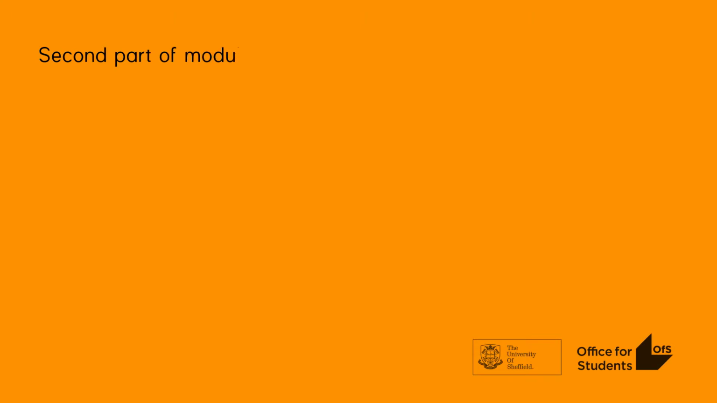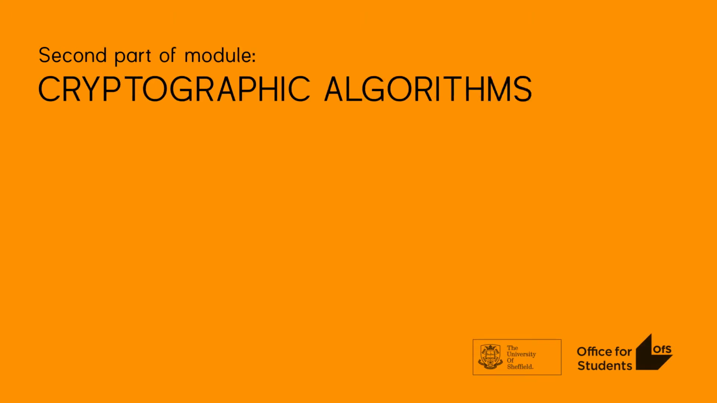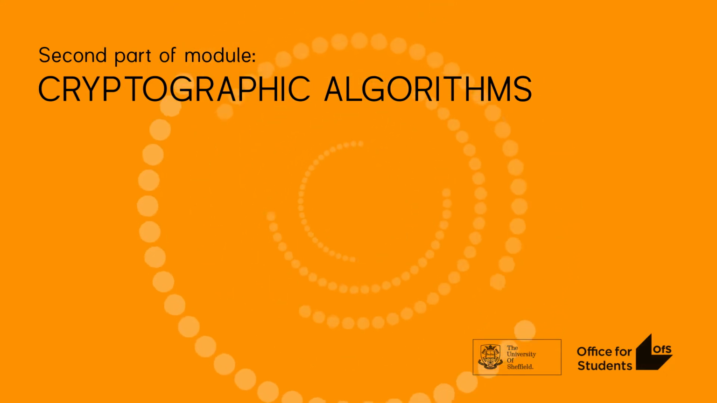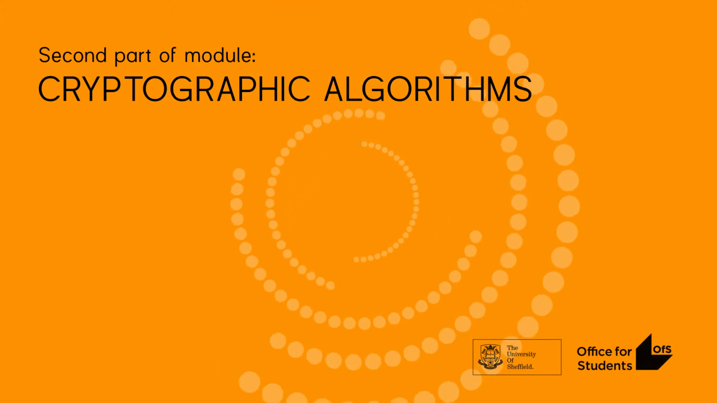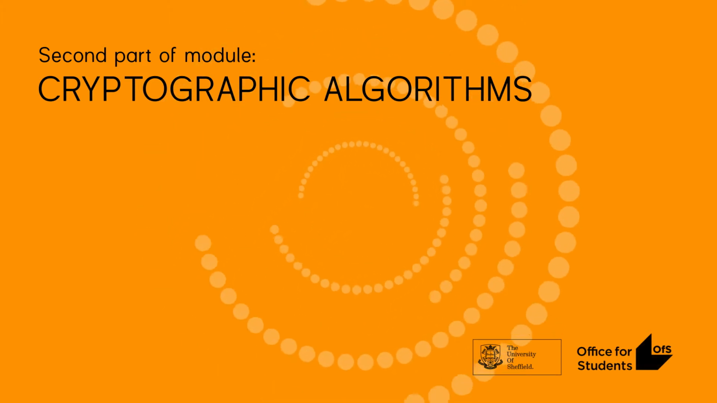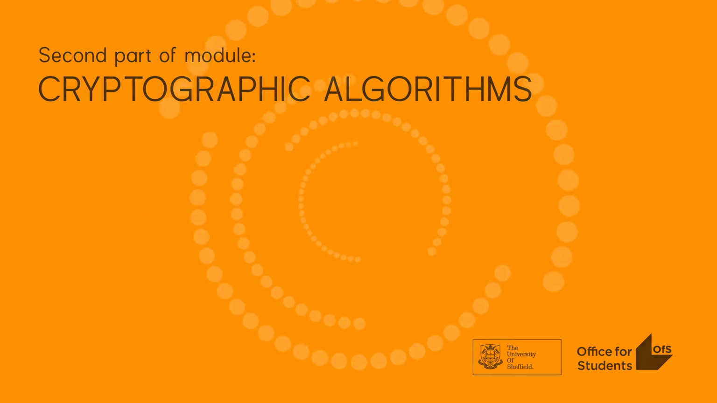The second part of the module is concerned with cryptographic algorithms, stream ciphers, block ciphers, and public key, and also how these algorithms are analyzed. This is generally referred to as cryptanalysis. As part of this, we will also look at some unusual ways of breaking algorithms by looking at their timing properties and power consumption profiles.